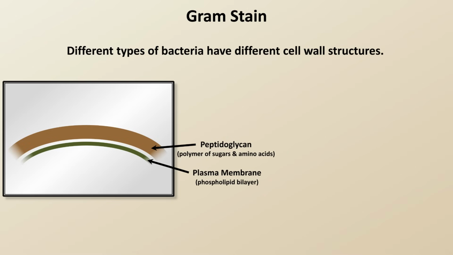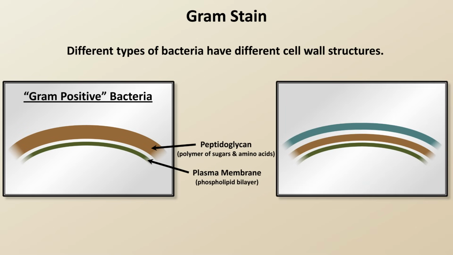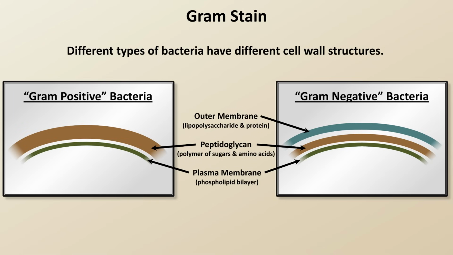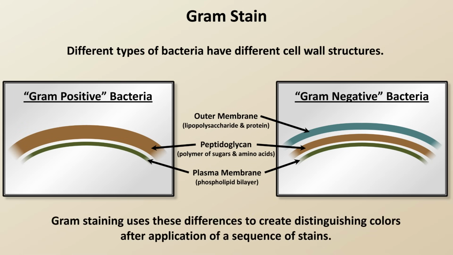Bacteria which have this structure are referred to as gram-positive. In the other category of bacteria, the outermost layer is referred to as the outer membrane, which is made up of lipopolysaccharide and protein. Inside of this is a thin peptidoglycan layer. Finally, the innermost layer is the same plasma membrane. These bacteria are known as gram-negative. Gram staining uses these differences to create distinguishing colors after application of a sequence of stains.